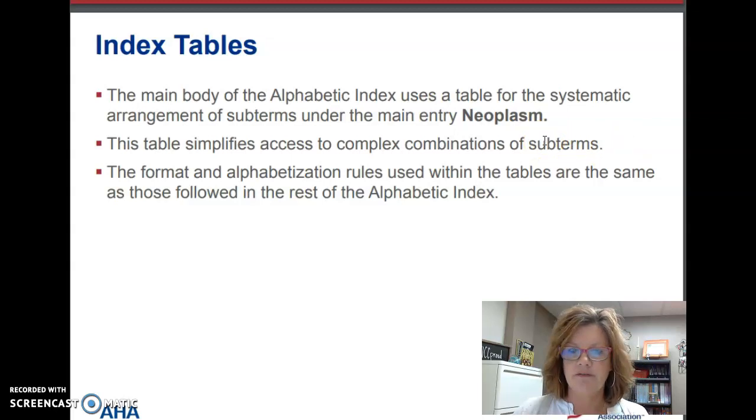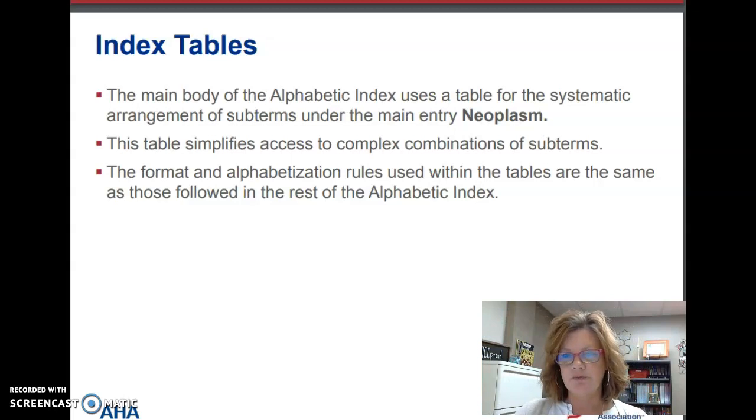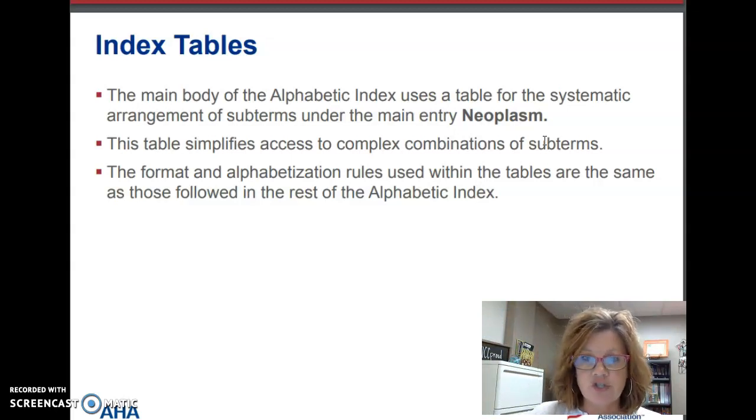Hopefully this is a good little start to Intro to Coding. Read through chapter 1. We have a lot more to go through. I will be going through each chapter, trying to give you some different examples. And again, go through the PowerPoint, read through the chapter, highlight and make notes.